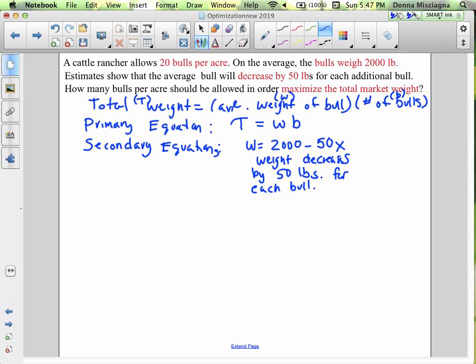The second constraint is the number of bulls. So he allows 20 bulls per acre. So B equals 20, but we're adding some bulls. How many? I don't know. x number of bulls. So we're adding additional bulls.